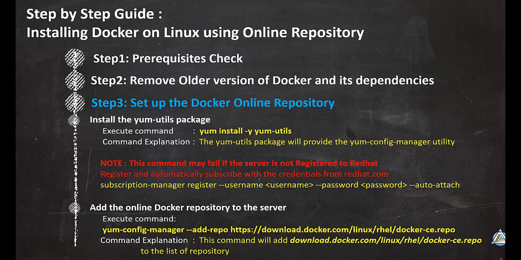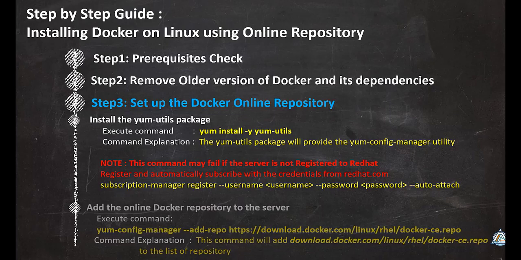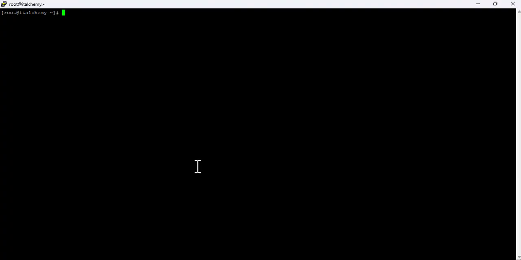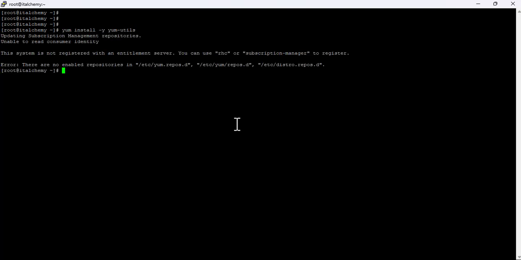Once the yum-utils package is installed, we need to run yum-config-manager --add-repo and the download.docker.com repo to add the Docker repository onto the server. Let's execute those commands. Let's try to install yum-utils packages. Oh, it fails. As I mentioned, it says the system is not registered with an entitlement server, which we had seen previously.